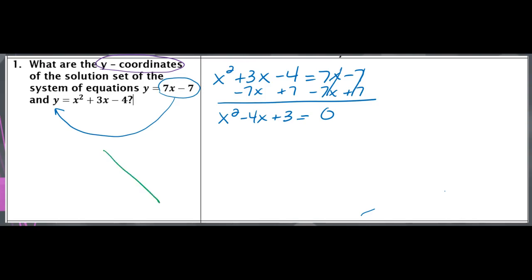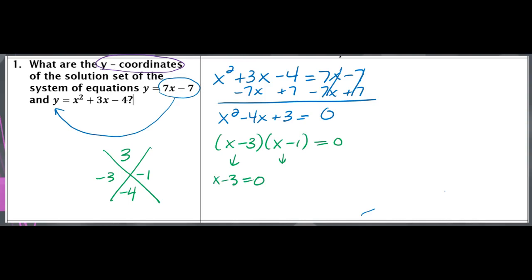So I'm going to do an easy diamond over here. I need two numbers that multiply to 3 and add to negative 4, which is negative 3 and negative 1. So this factors into (x minus 3)(x minus 1), and it still equals 0. Now I can take each of these factors and set them each equal to 0, and then when I solve them, that will give me my x coordinates.